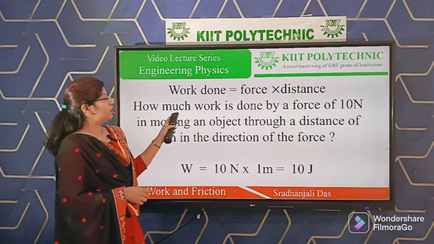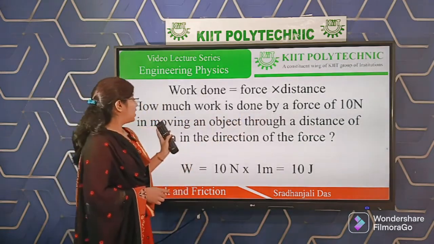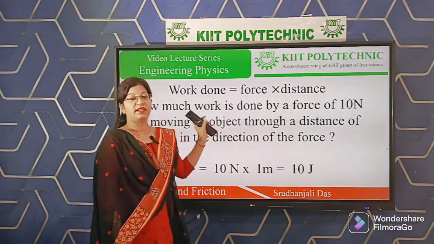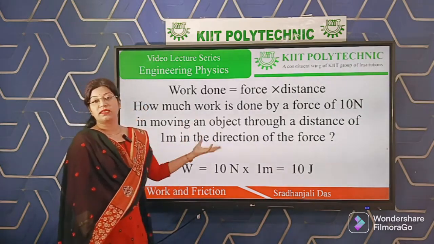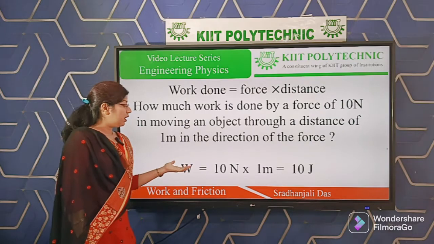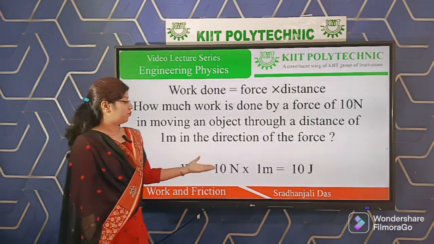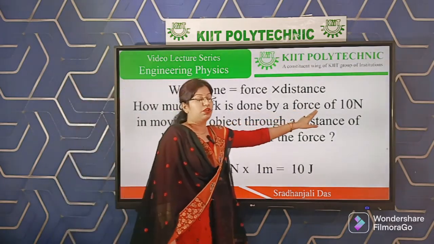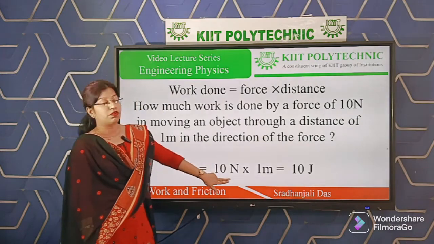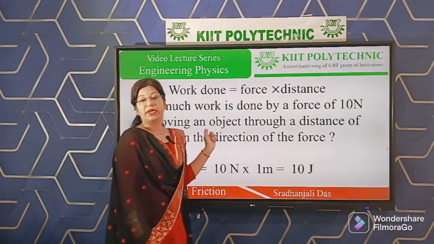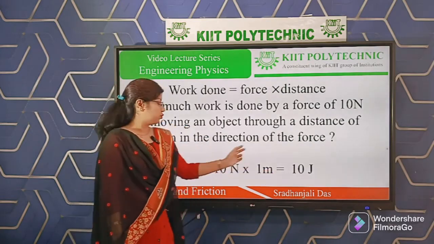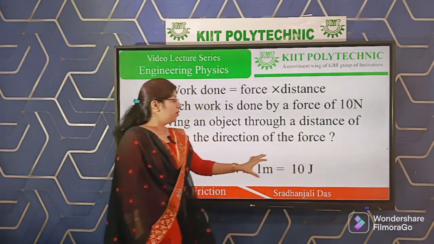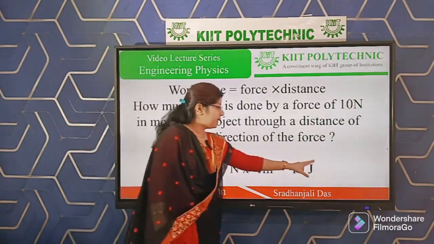Just see: how much work is done by a force of 10 Newton in moving an object through a distance of 1 meter in the direction of the force? It's a very tricky question. So we have to calculate the amount of work done. What is the formula? As we know, the work done W is equal to force into distance. In case of force, I have put 10 Newton and the body displaces through 1 meter. So the distance is here 1 meter. So 10 Newton into 1 meter is equal to 10 joule. So the amount of work done is 10 joule.